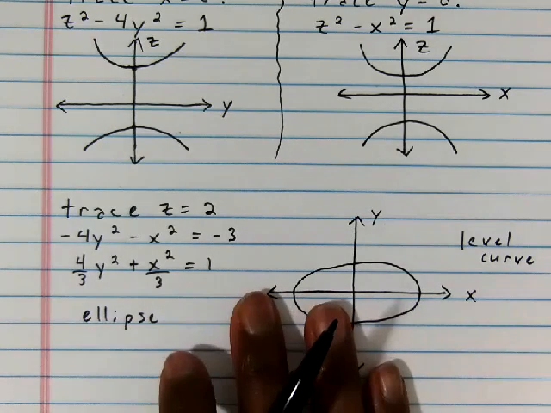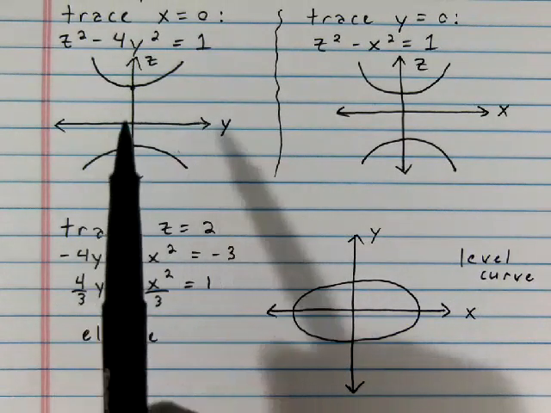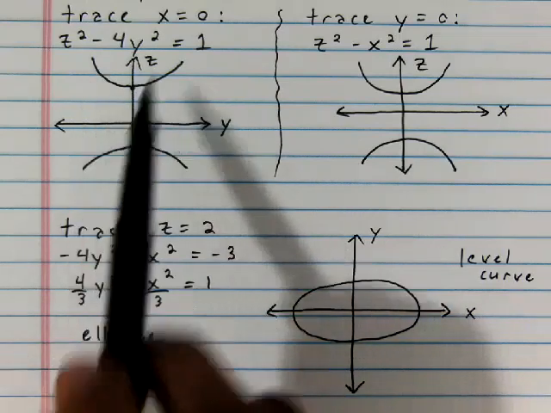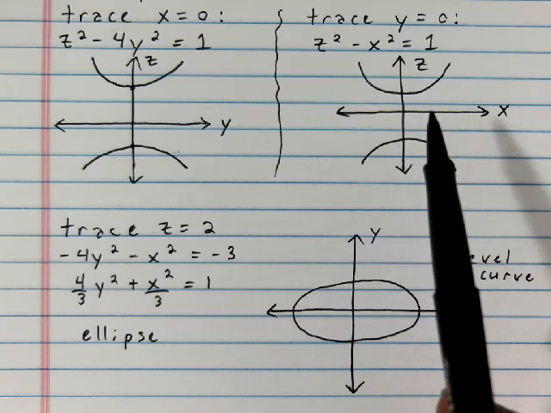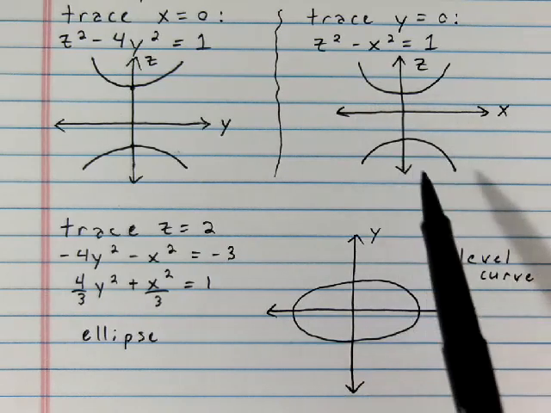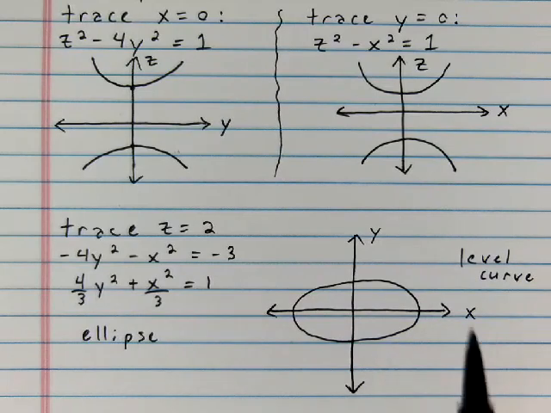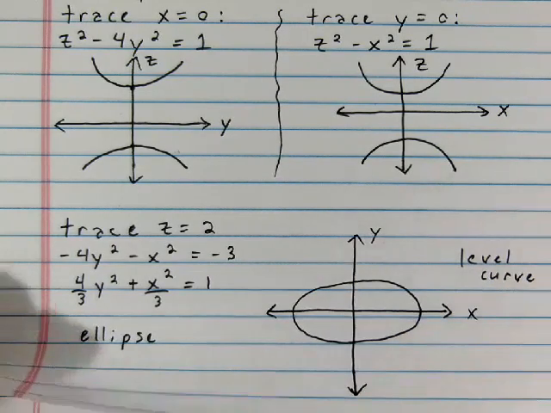So now we're going to take these three traces and put them together. If we're on the x-axis and we look at it, it's going to look like a hyperbola. This is when we put it in 3 dimensions. If we were on the y-axis and we look at it, it's going to look like a hyperbola. But if we're on the z-axis and we look at the figure, it's going to look like an ellipse. So let's see if we can put those 3 things together.